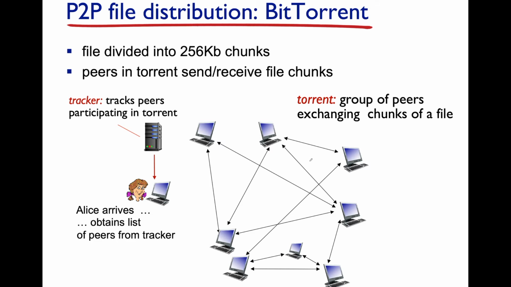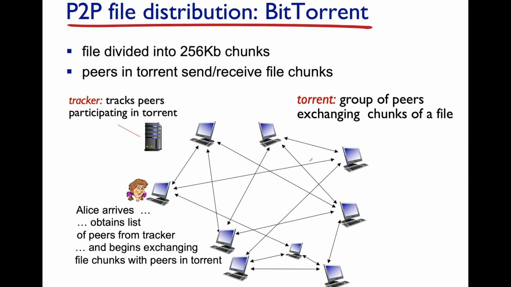And so a torrent is nothing more than a group of peers that exchange these 256 kilobit chunks of files. Now, if each of them is exchanging chunks of files, then in aggregate, by downloading different chunks from a large number of peers across the network, that's going to result in a very high performance transfer of the file or distribution of the file. And so Alice then, once she gets a list of peers from the tracker, she begins exchanging file chunks with other peers in the torrent.